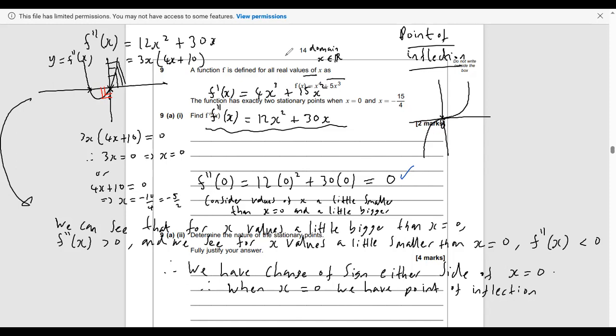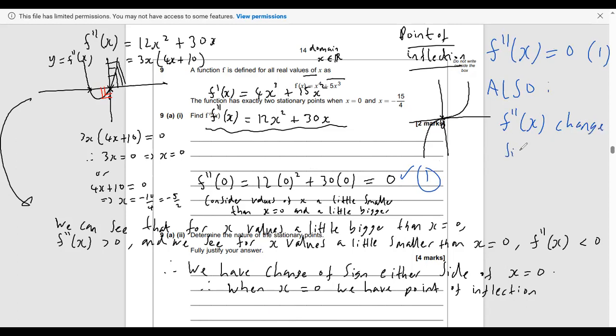So a point of inflection is when your second derivative is equal to 0. This is the first point you've got to be aware of. The first point is that for a point of inflection, you want f'' to be equal to 0. And also, you want f''(x) to change sign either side of the x value there. So that's your second point.